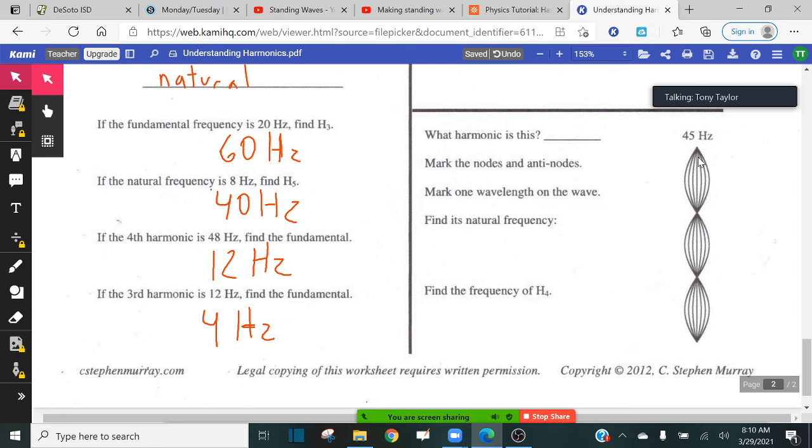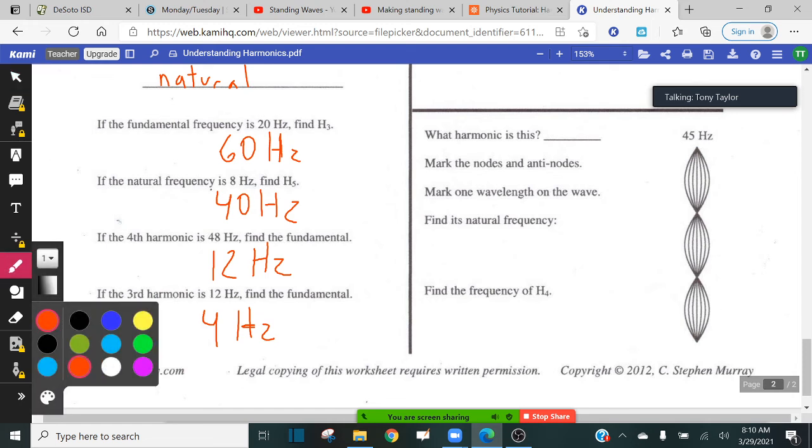So guys, look at this diagram here off to the side. What harmonic is this? Y'all should be able to look at this and know what harmonic this is, because let's count how many antinodes we have. We have 1, 2, 3 antinodes. So clearly this is the third harmonic.